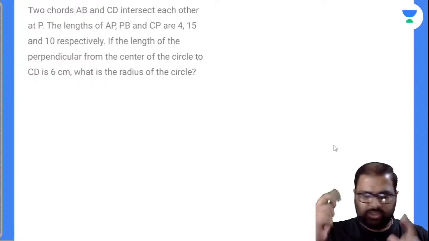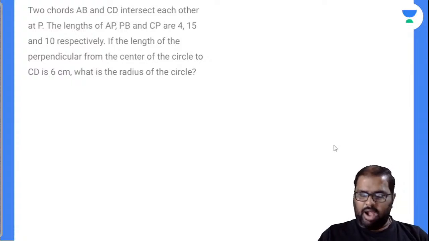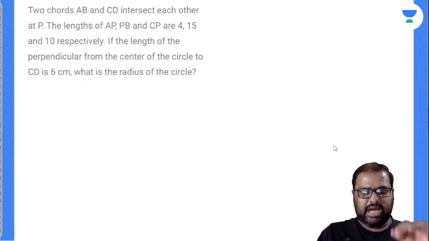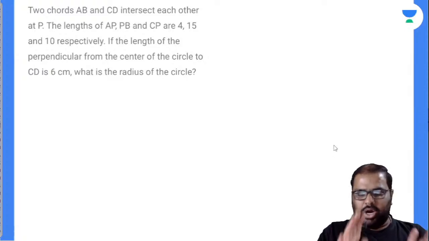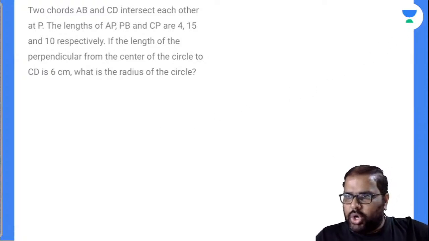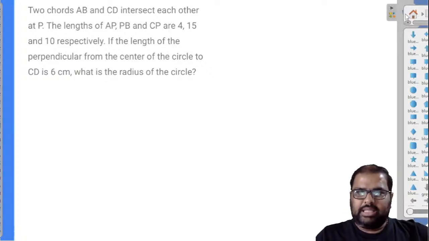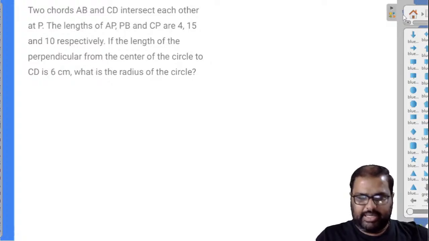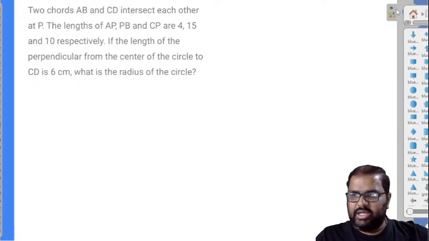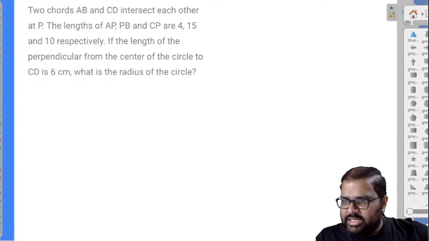Yes, I will solve this question. From the next question, I will be giving you 2 minutes for each question to solve. First, this is a question which was asked in your previous CAT examination. On the same pattern, we have prepared this question. Observe the question carefully. Two chords AB and CD intersect each other at P. The lengths of AP, PB and CP are 4, 15 and 10 respectively. If the length of the perpendicular from the center of the circle to CD is 6 centimeters, what is the radius of the circle?